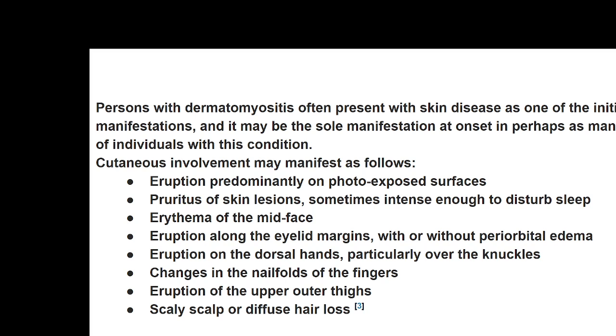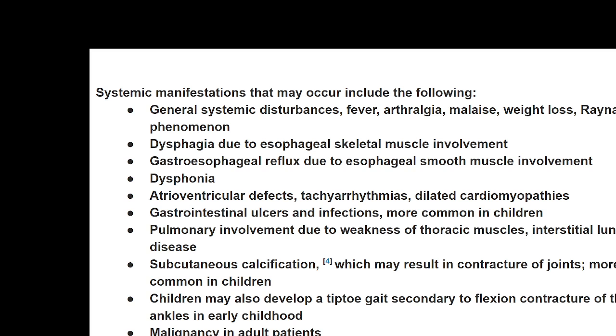Erythema of the face or eruption along the eyelid margins with or without periorbital edema, and the eruption on the hands, mainly over the knuckles, or changes in the nail folds of the fingers, eruptions of the upper outer thighs, or scaly scalp or diffuse hair loss could be the clinical symptoms as such. And when that skin manifestation is presented with the muscle weakness, the diagnosis could be dermatomyositis.